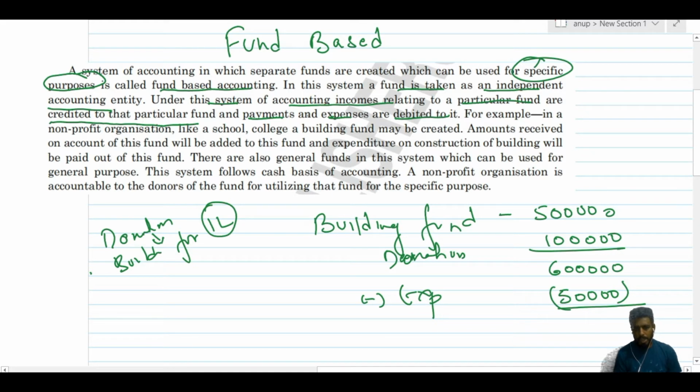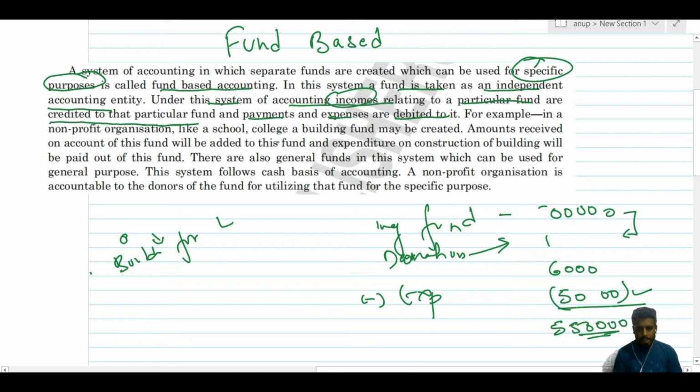Any receipts or income related to the fund, like a donation, which is an inflow of money related to the fund, will be added to the fund account, that is, credited to the fund account. And any expenses related to the fund, like expenses on repair of buildings, will be subtracted from the fund itself. And finally there will be a fund of 5,50,000 which will be shown. Is it clear?